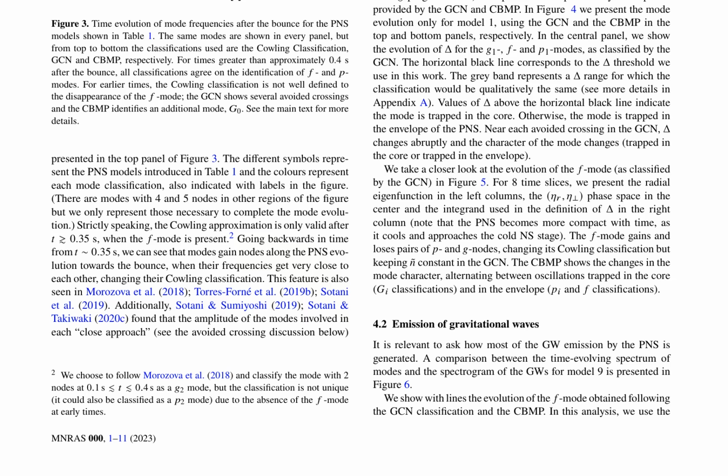The authors illustrate the evolution of the F mode, which gains and loses pairs of p and g nodes, changing its Cowling classification but keeping n constant in the GCN. Finally, the authors discuss the emission of gravitational waves by the PNS, comparing the time-evolving spectrum of modes with the spectrogram of the GWs for one of the models. They show that the GCN and CBMP approaches can help identify the modes contributing most to the GW emission.